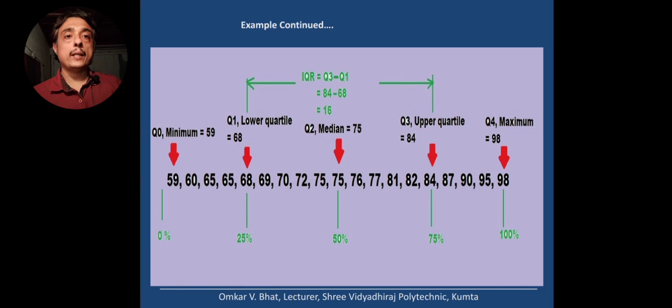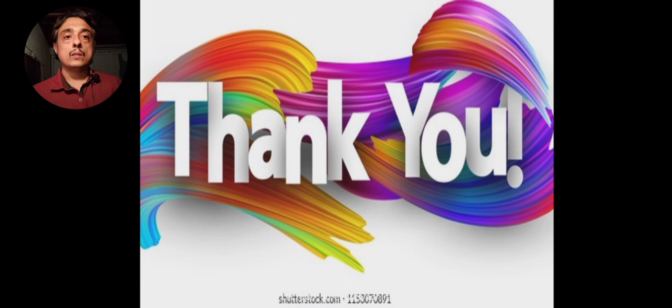Then interquartile range. Interquartile range IQR is the difference between upper quartile and lower quartile. That is IQR is equal to Q3 minus Q1. Q3 is 84 minus Q1 is 68. 84 minus 68 is 16. So interquartile range is 16 here. So this is how quartiles and interquartile range are calculated. So that's all in this video.